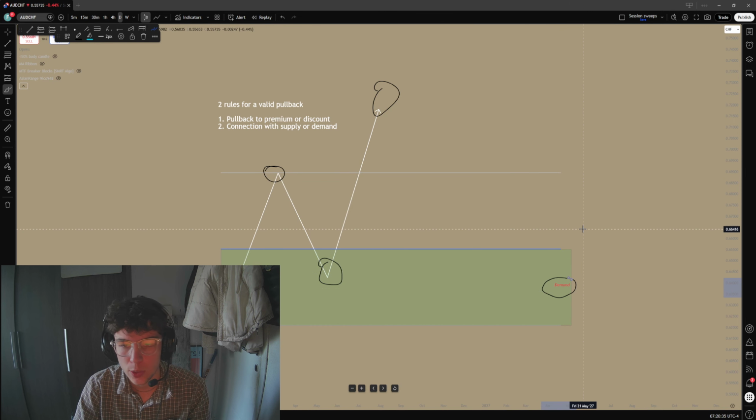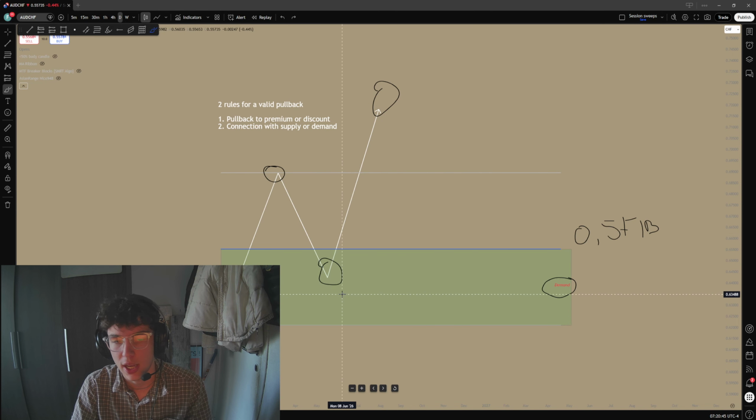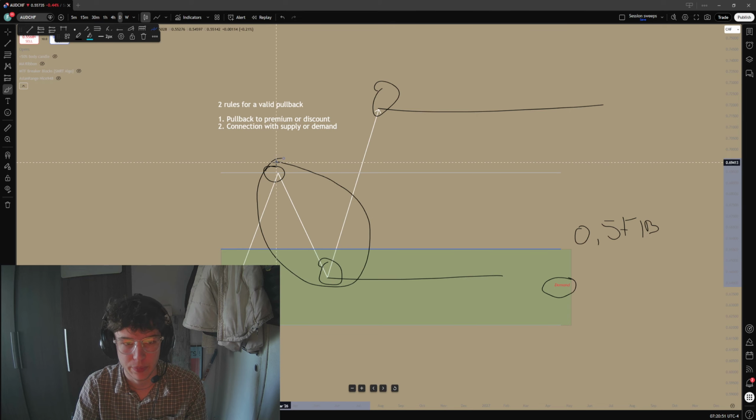So there is a chain of supply and demand. And two, we went below the 0.5 Fibonacci retracement tool, meaning we have two rules that this is a valid pullback. Once we break this high, we know, okay, we're going to be trading within this high, with this low, and this high. Why? Because this was a valid pullback.